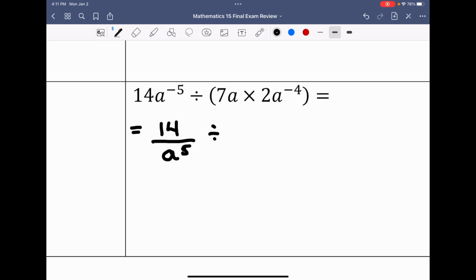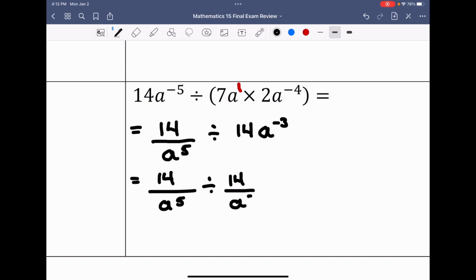Divided by, I'm going to simplify the inner brackets here. Standard multiplication applies, 7 and 2. They're going to be multiplied together, so it's 7 times 2, which is 14. And then a to the 1, remember, if it's not written, you got to throw it in there. a to the 1 times a to the negative 4, you add those exponents, it becomes a to the negative 3. Therefore, this is going to become 14 over a to the 5, and then divided by 14 over a to the positive 3. Just like the first case, the 14 is not connected to that exponent. Only the a is. So we're going to leave it like that.